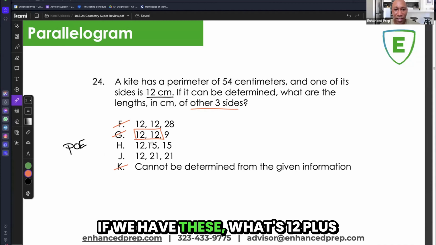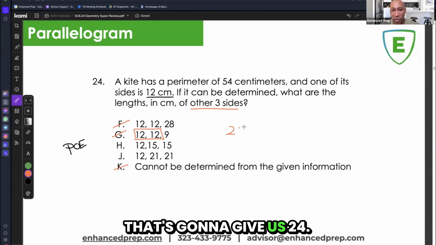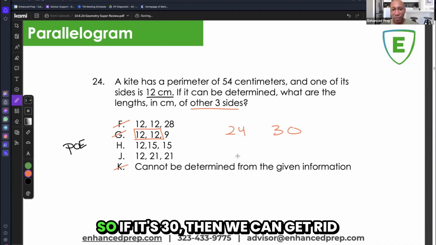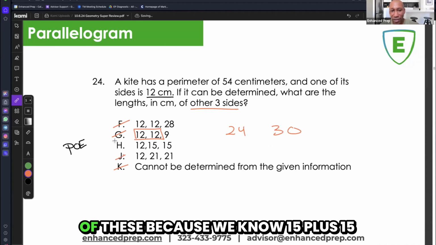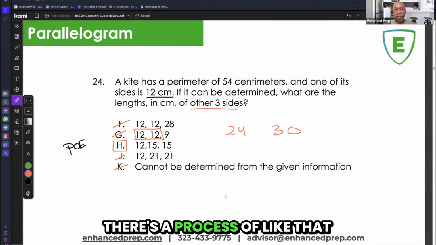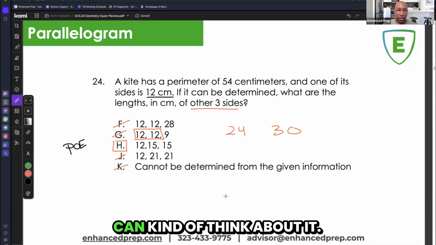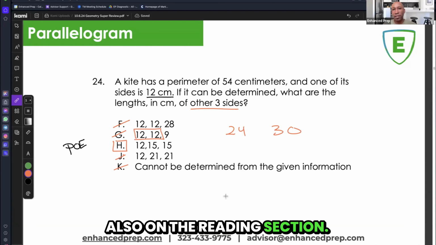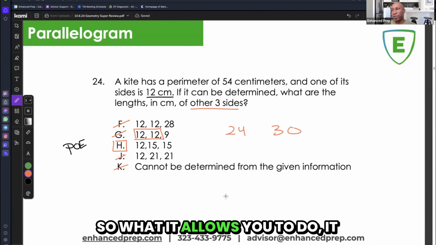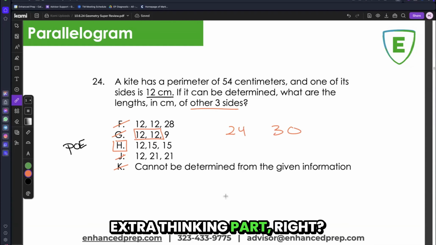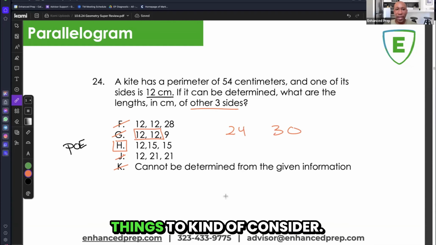If we have these, what's 12 plus 12? That's going to give us 24. Well, how much are we going to need left over? That's going to be 30. So if it's 30, then we can get rid of these because we know 15 plus 15 is going to give us our 30. There's that process of elimination, and then we can kind of think about it. A lot of times I like to use process of elimination, not necessarily just on the math, but also on the reading section. What it allows you to do is get rid of that extra thinking part, right? Again, that's one of the main things to consider.